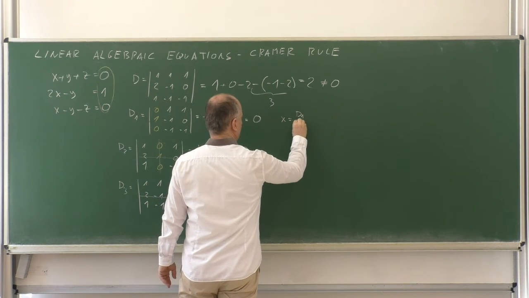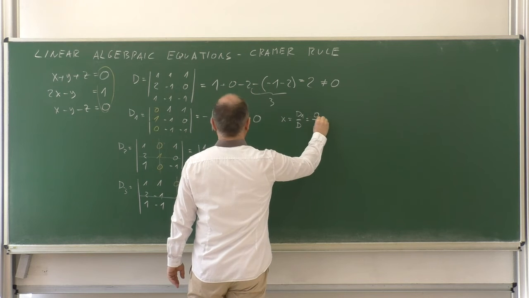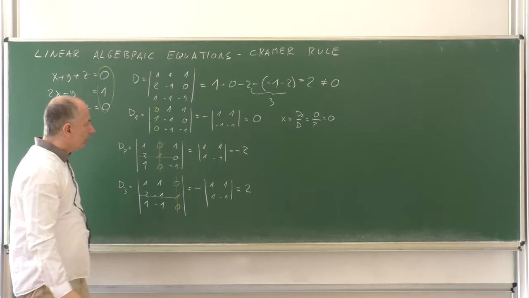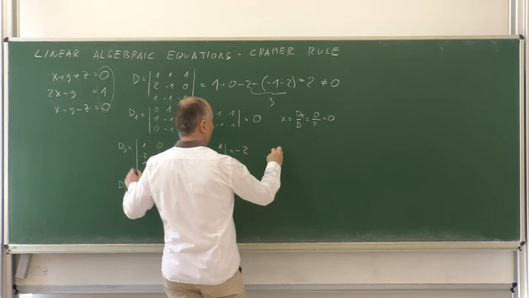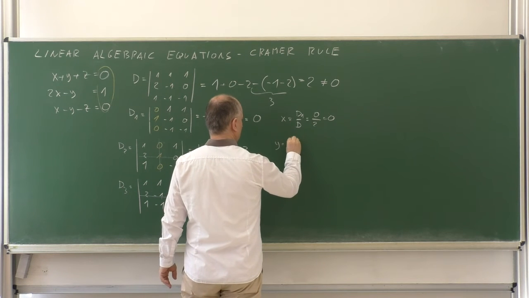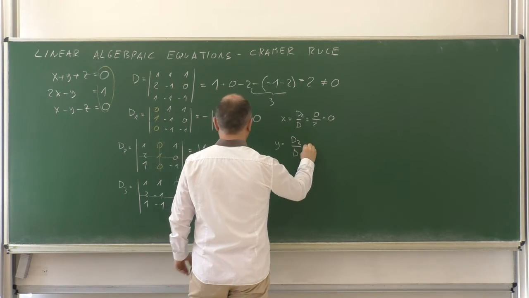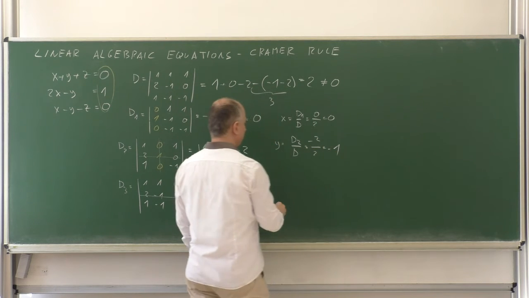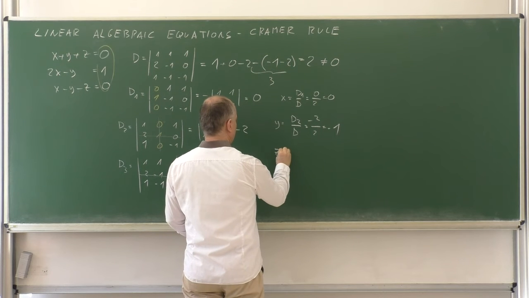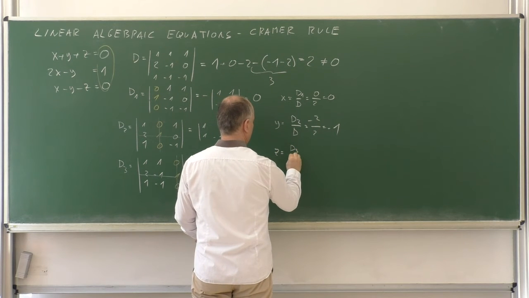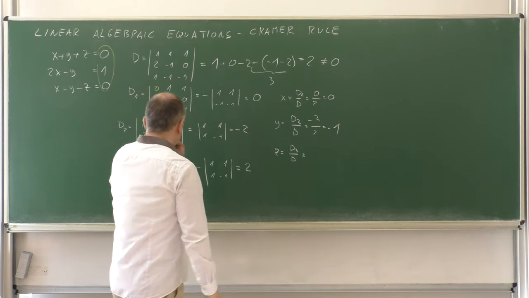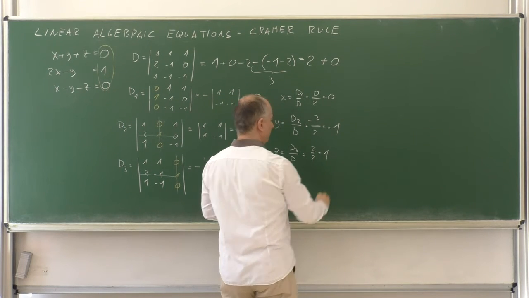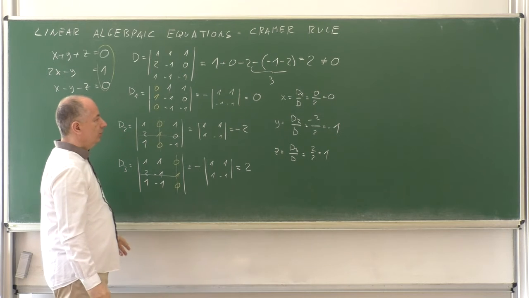X is d1 divided by d, which is 0 divided by 2, which is 0. And similarly, from d2, we can find y, namely d2 divided by d, which is minus 2 divided by 2, which is minus 1. And z is d3 divided by d, which is 2 divided by 2, which is 1. So this is the solution.